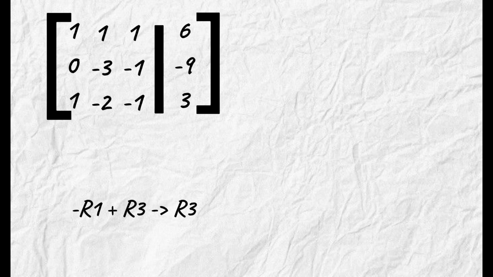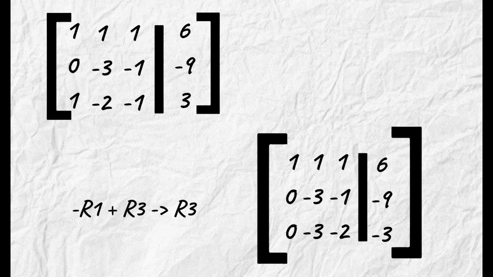Now let's move on and turn number 1 into 0, and our new operation would be negative R1 plus R3 is the new R3. Now you will have to multiply all the numbers in row 1 by negative 1 and add the results to the numbers in row 3 to get the new row 3. And this is now the result. The only numbers that will be changed are the numbers in row 3.